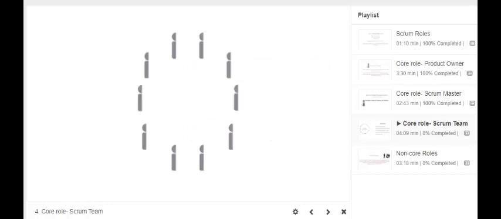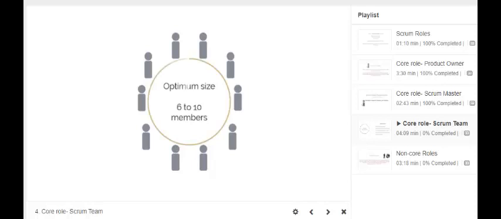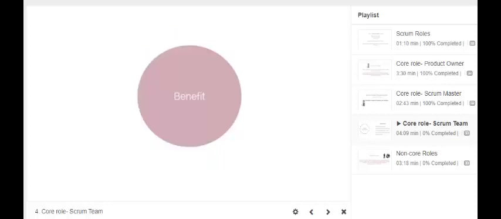The optimum size for a Scrum team is 6 to 10 members, large enough to ensure adequate skill sets, but small enough to collaborate easily. A key benefit of a 6 to 10 member team is that communication and management are typically simple and require minimal effort.